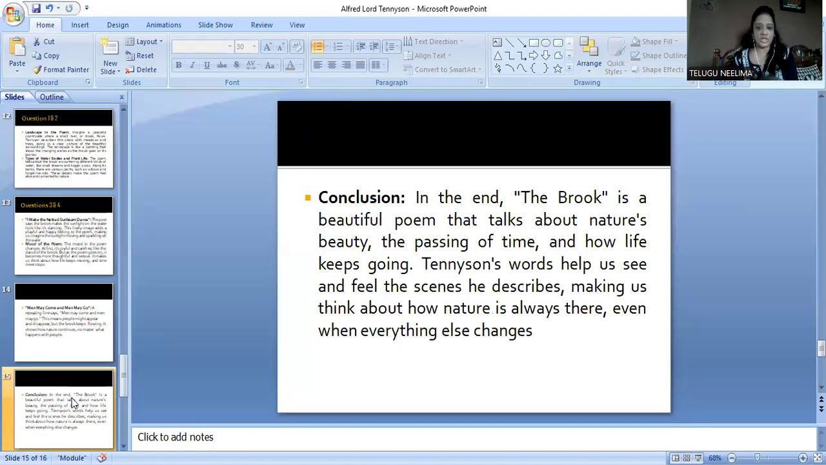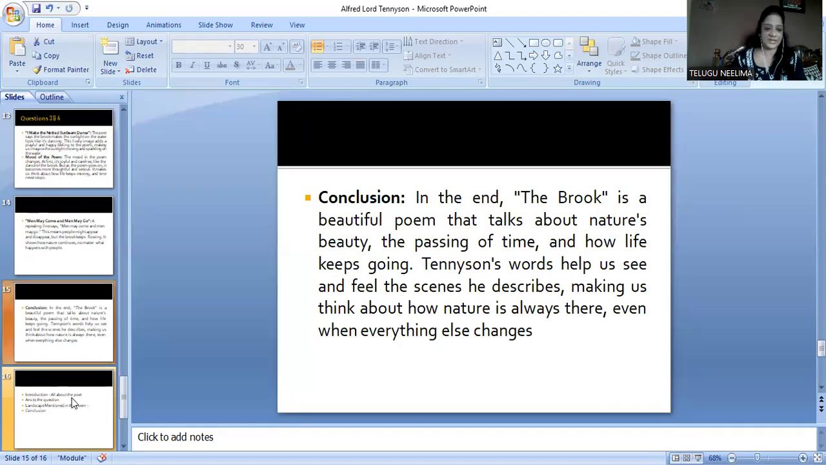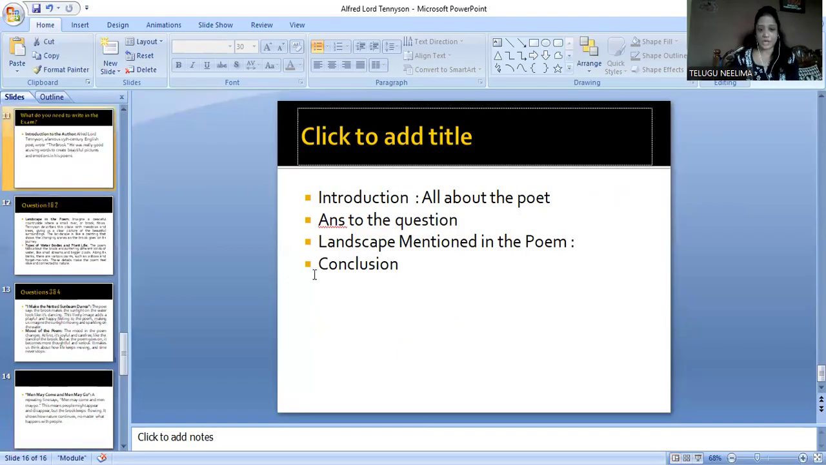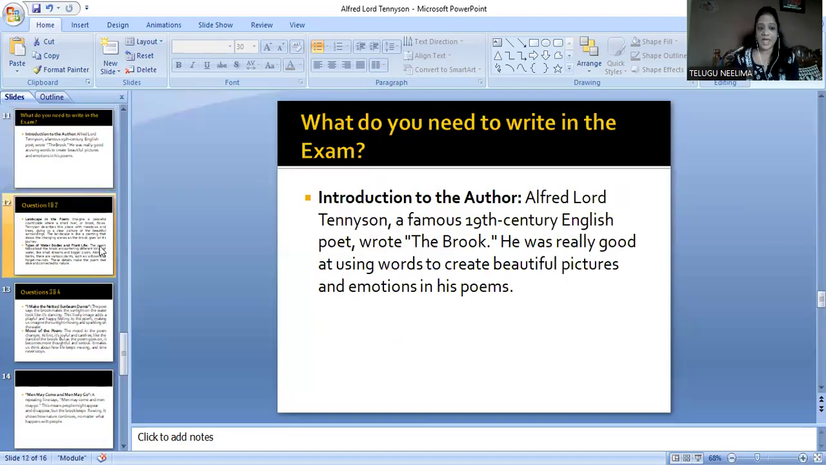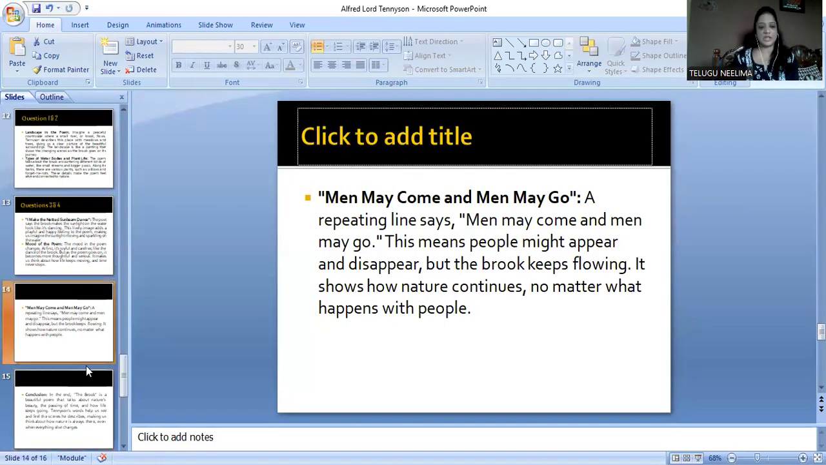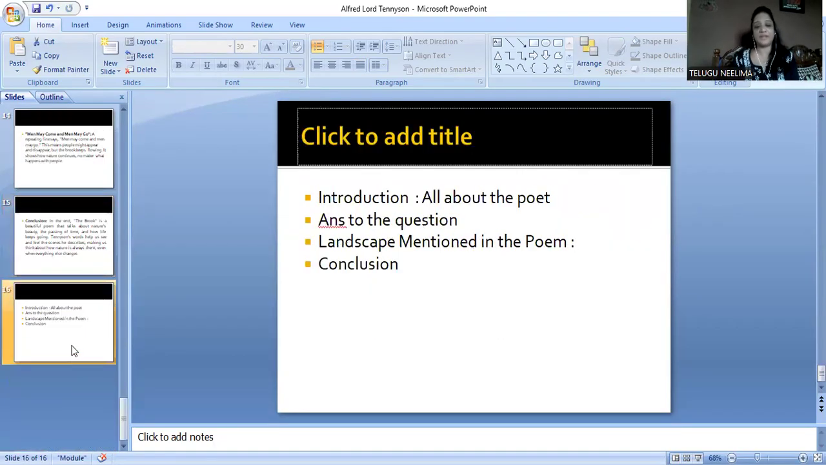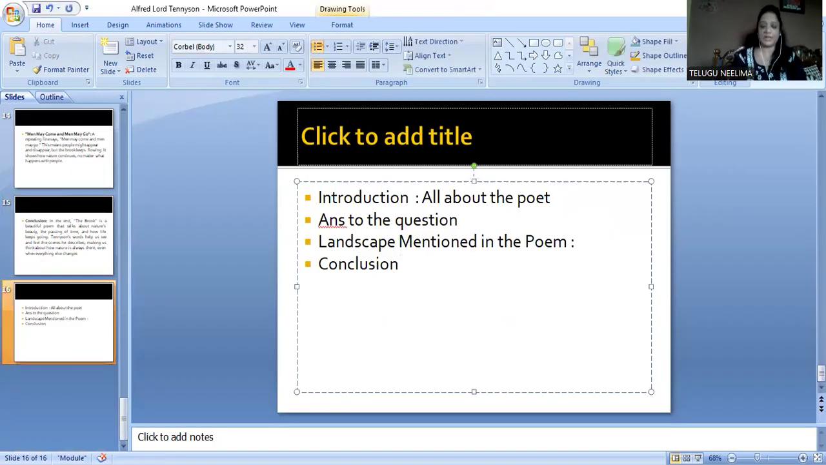Finally, you put a conclusion that The Brook is a beautiful poem that talks about nature's beauty, the passing of time, etc. And again, I'm just trying to show you, whatever the question is, please do not mix up all the points, which makes the evaluator get confused. So do one thing: write the introduction again, all about the author and the specific question which is asked in the question paper, and finally close with a conclusion. So it makes your answer very, very effective, and this is how I think you can answer The Brook.